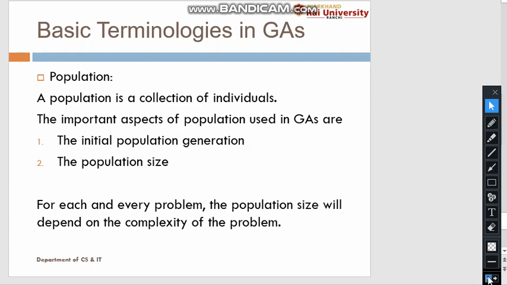So these are the terminologies that we are going to use in the genetic algorithm. Now, from the next lecture, we will learn about the different operators that we use in the genetic algorithm. Thank you.